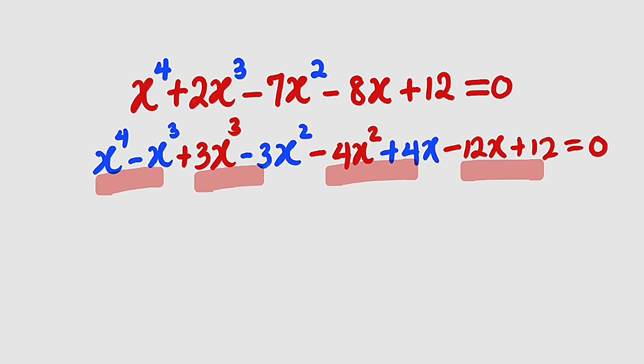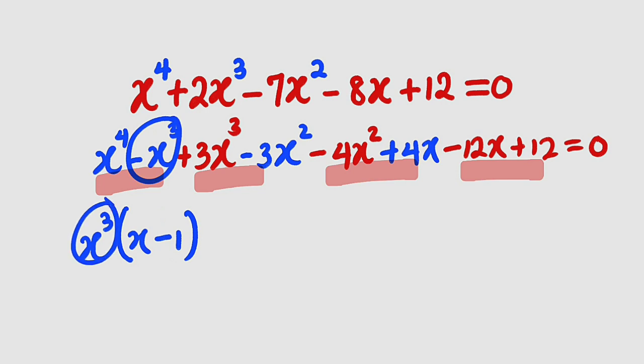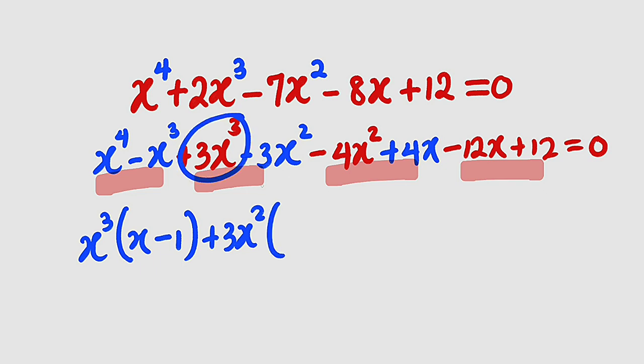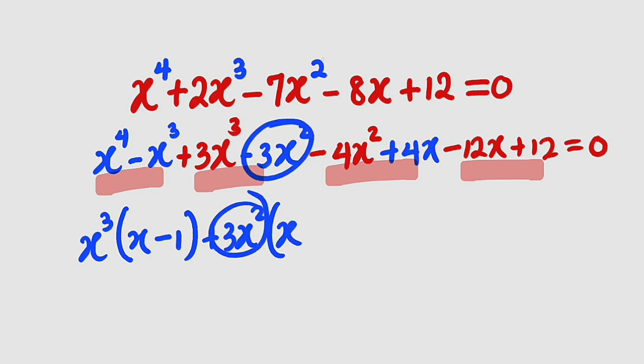From the first two terms, what do we have in common? We have x to the third power in common. Inside the bracket, from this we have only x. From this we have minus 1, because we are taking this and dividing by this. Then we move to the second term, we have 3x squared in common. That is plus 3x squared in the bracket. If you take this and divide by this, you're going to have only x. Take this and divide by this, you're going to have negative 1.